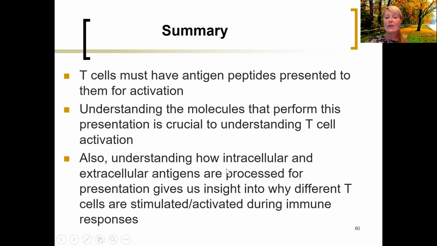Also, understanding how intracellular and extracellular antigens, some will just be antigens, some will actually be pathogens, are processed for presentation gives us insight into why different T cells are stimulated and activated during immune responses. So hopefully you've been able to capture that bit of information. Okay, so that's the end of the section, and we're going to move on to the next bit in just a moment.